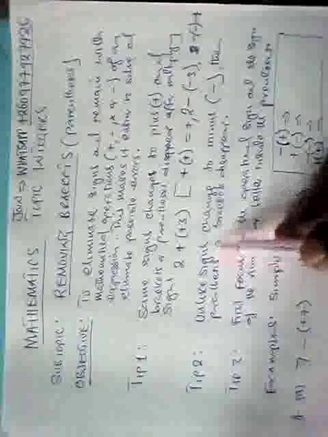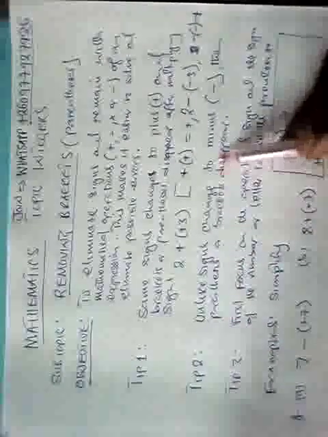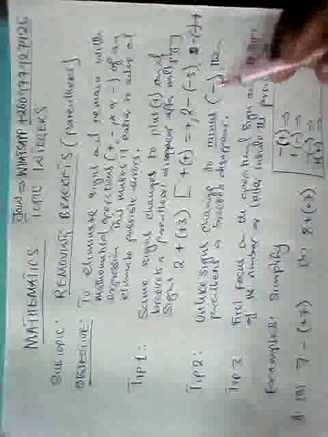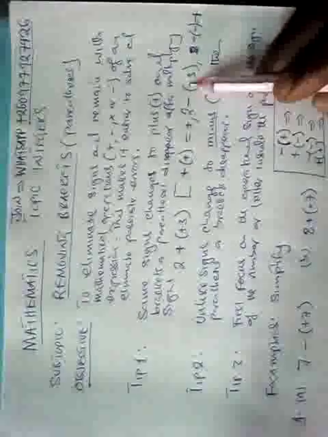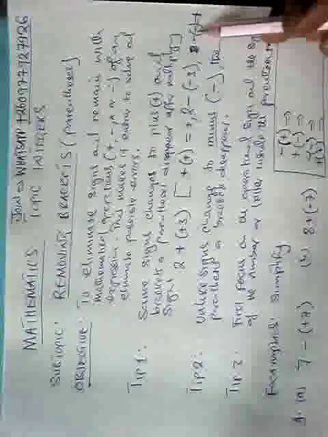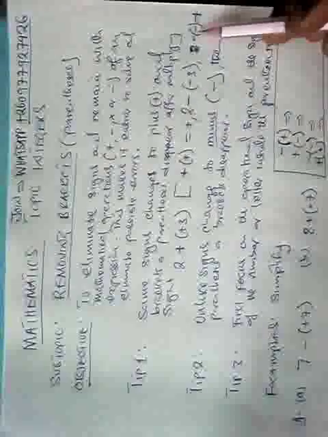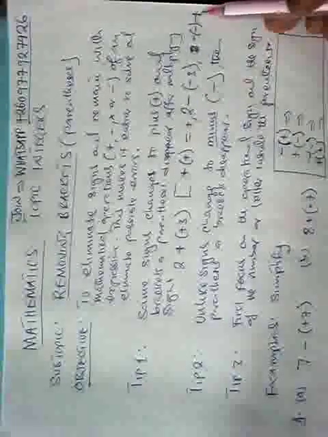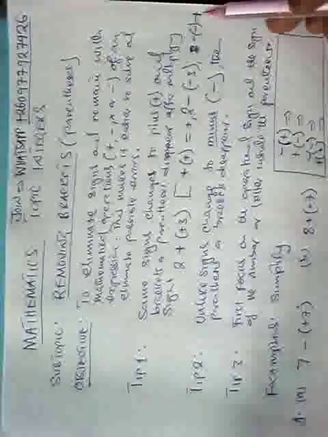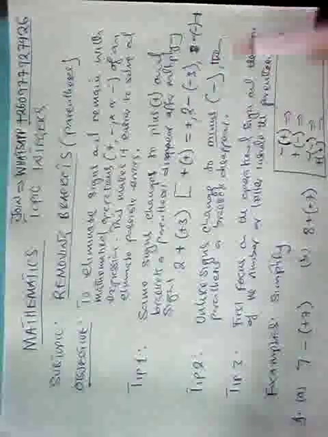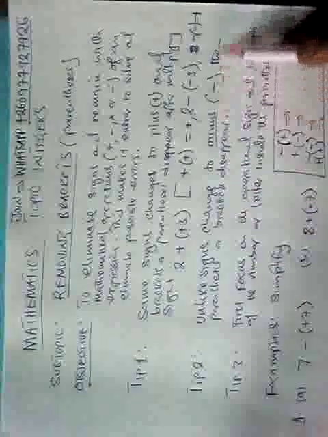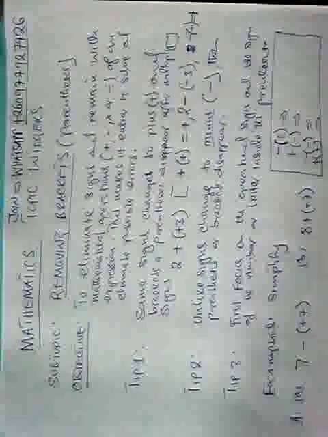Tip number 2, unlike signs, change to minus. If you see they are different, here we have positive, positive, same; positive, positive, same; negative, negative, same; negative, negative, same. The multiplication of these signs which are same will change to plus. So you add instead of subtracting where there is subtraction, like in this case. Different signs will result in minus, and the parenthesis disappears.